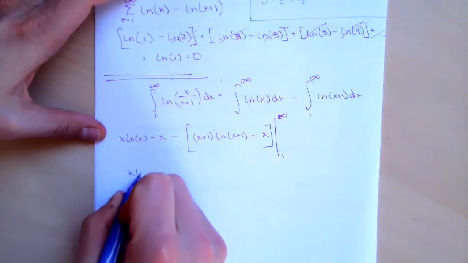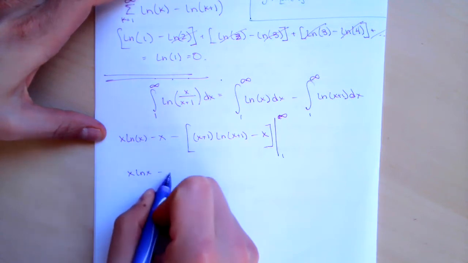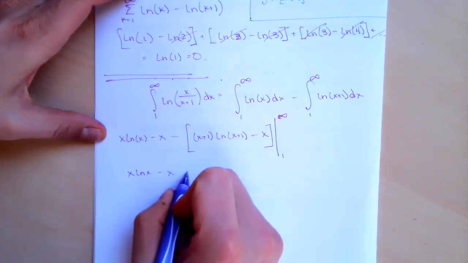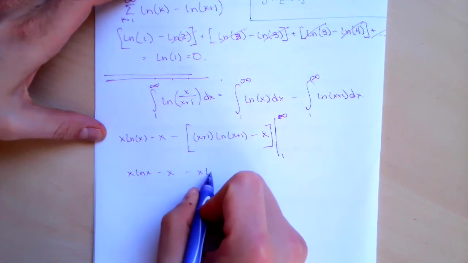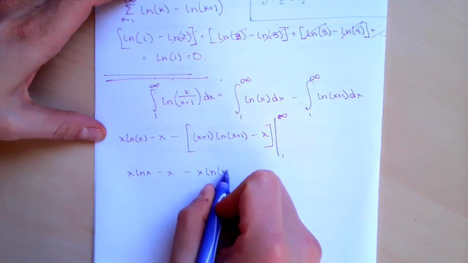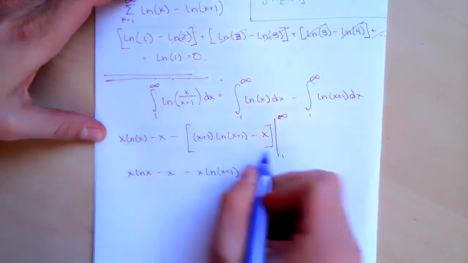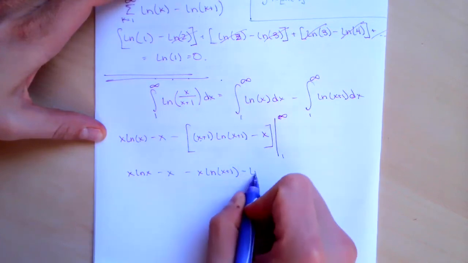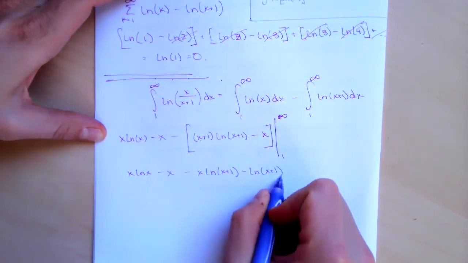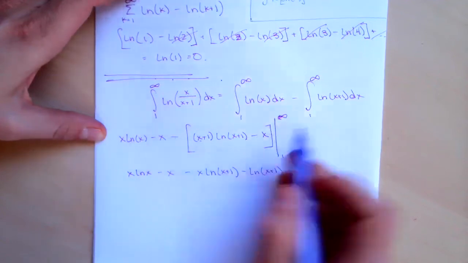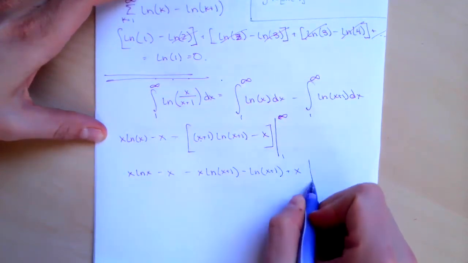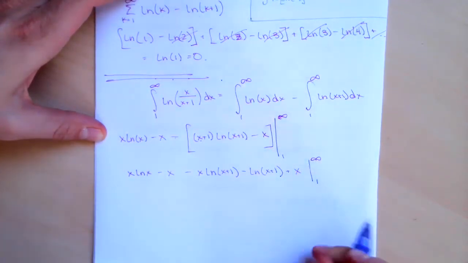We'll have x natural log of x minus x. We will have minus x natural log of x plus 1. So I'm distributing these guys. We will have minus natural log of x plus 1. And then that minus will distribute, and we will have plus x, 1 to infinity.